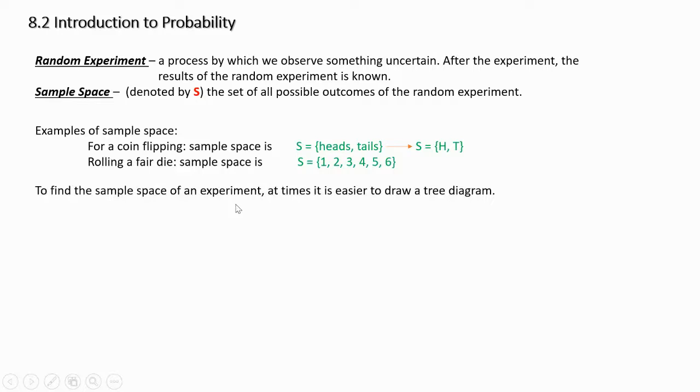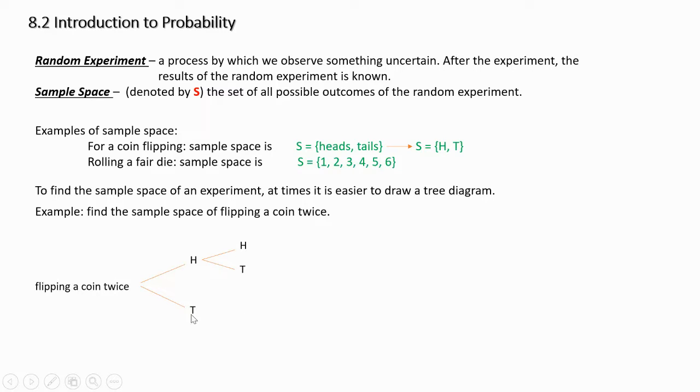To find the sample space of an experiment, at times it is easier to draw a tree diagram. What do I mean by a tree diagram? I'm going to show you. For example, find the sample space of flipping a coin twice. My first flip can be heads, right? Or it can be tails. This is my first flip. My second flip can be heads or tails again. Or if my first flip is tails, then it can be heads or tails.